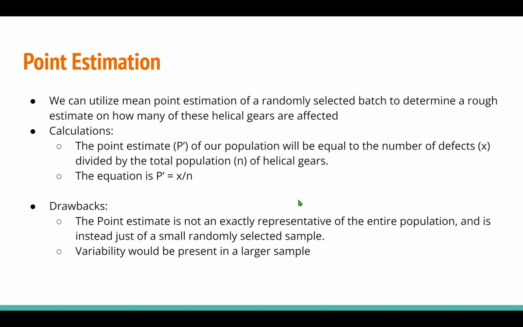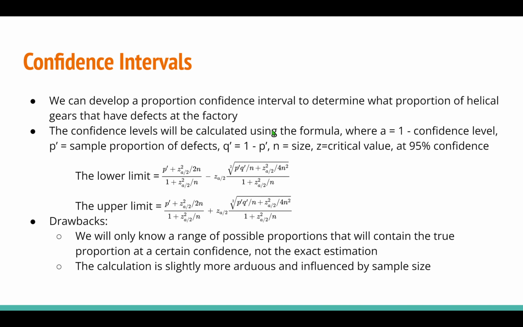First off, on point estimation, we can utilize the point estimate of a randomly selected batch to determine a rough estimate of how many of these helical gears have defects. The calculation is fairly simple, with the population proportion estimate p-hat being equal to the number of defects X divided by the total sample size N of helical gears. However, it also has its drawbacks, as the point estimate is not an exact representative of the entire population, and is instead just based on a small randomly selected sample. And the second is that variability will indeed be present, and this formula does not account for it.